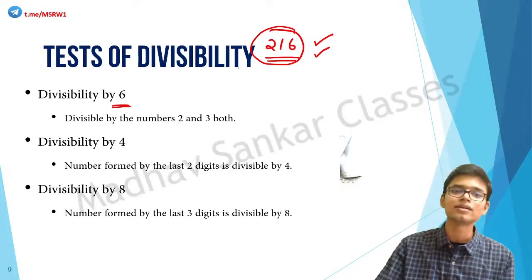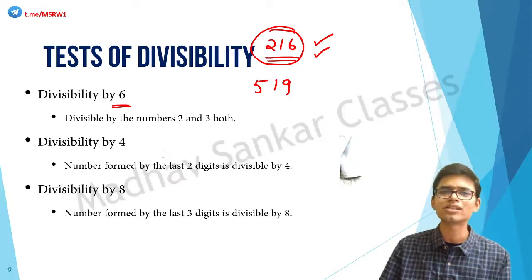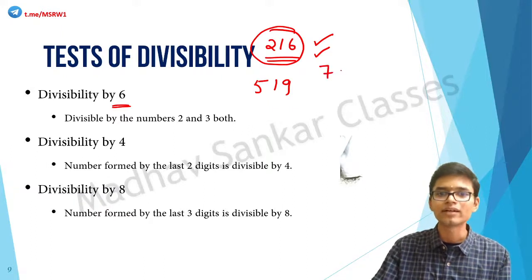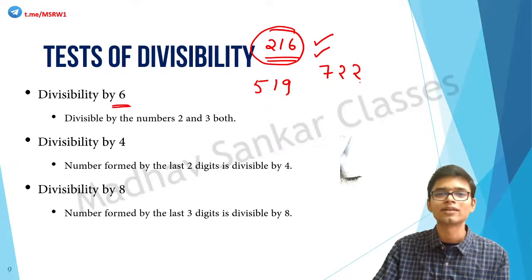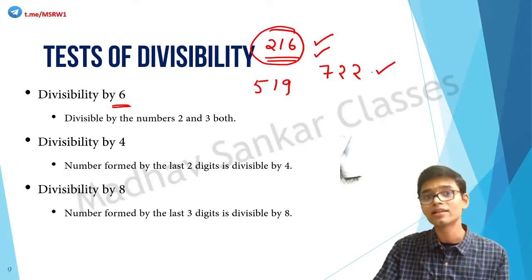Clear? Another number, 519. Is it divisible by 6? No, because it is not divisible by 2. Another example, 722. Is this divisible by 6? It is an even number, so it is divisible by 2. But is it divisible by 3?